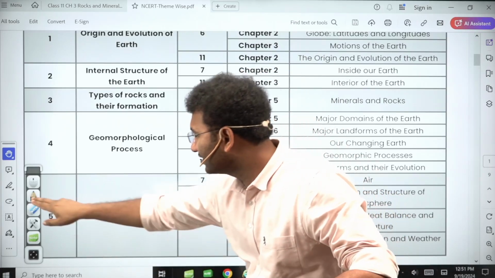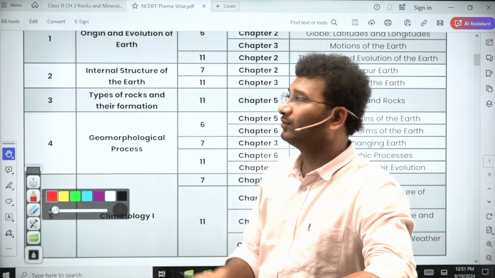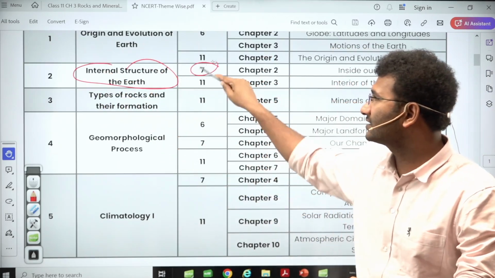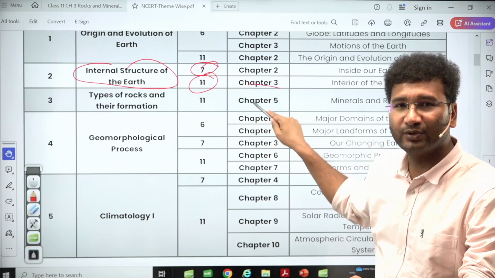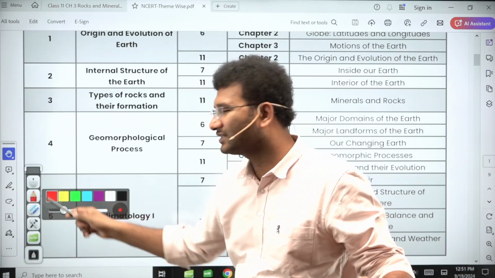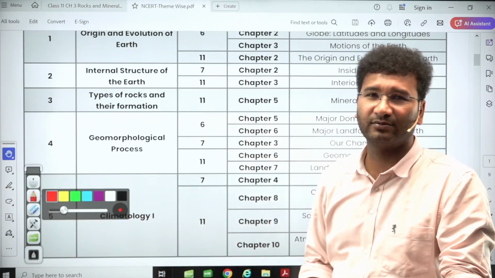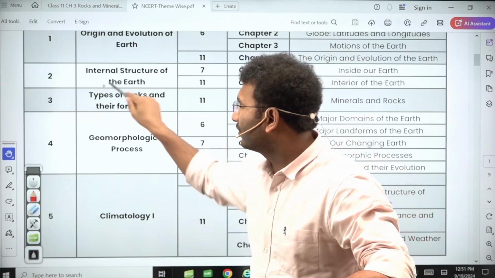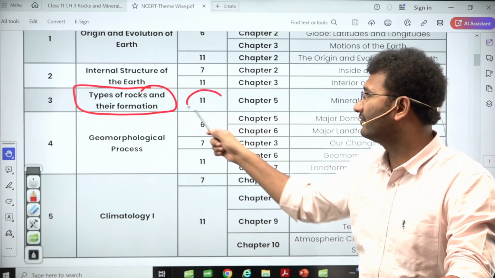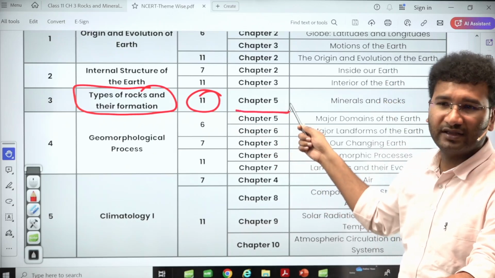So in the last class, I told you that you have to read the internal structure of the earth, for which you need to go to class 7 and class 11 and read chapter number 2 and chapter number 3. Now today's topic is all about rocks and minerals, which are the fundamental understandings of geomorphology. And for this, the chapter one is expected to read is in the class 11 book, chapter number 5.